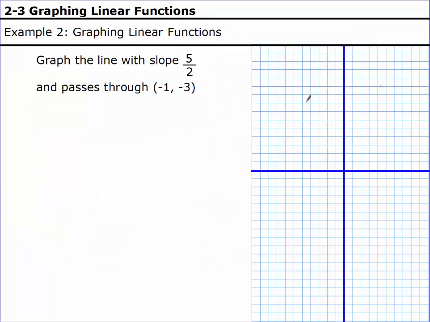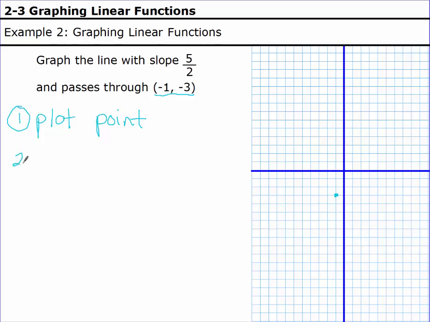Next thing we're going to do is just simply graph a line. So this one we're given a slope and a point. So I've got a little two-step process here. Step number 1, plot point. This one just straight out gave us a point to plot. Sometimes we have to go searching for it a little more, but this one we don't. So negative 1, 1, 2, negative 3.